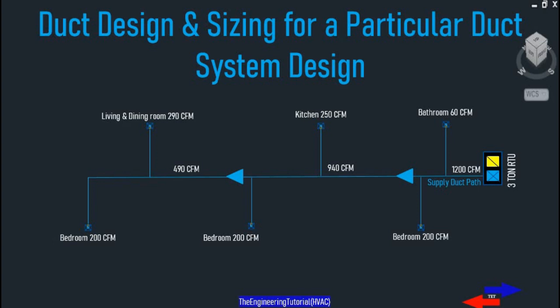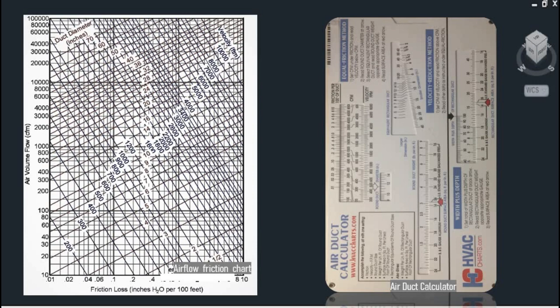So we now only need to size duct for the 1200 CFM, for the 940 CFM, and for the 490 CFM for our supply duct. And then we need to size for the 60 CFM, 200 CFM, 250, and 290 CFM for all the branches with flexible duct. So if we use a duct sizer or duct chart, we'll be able to determine the correct sizes and air velocities for each section of our duct.